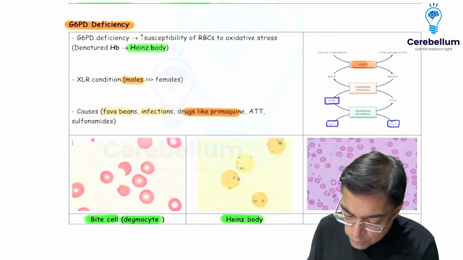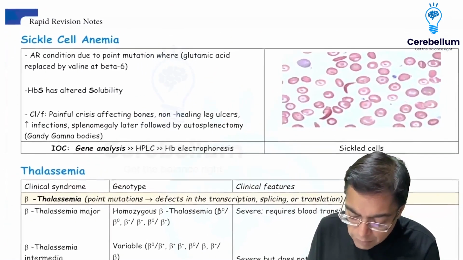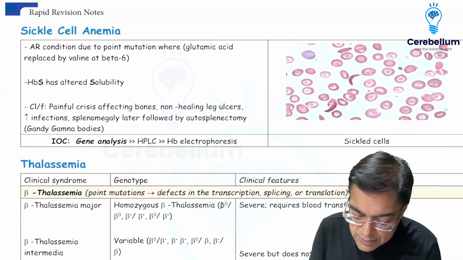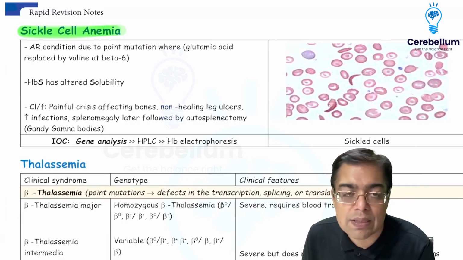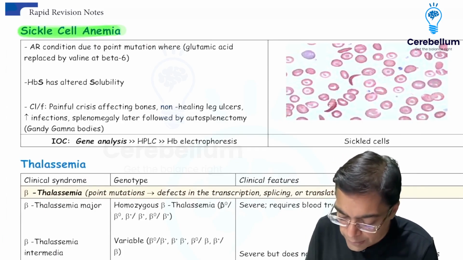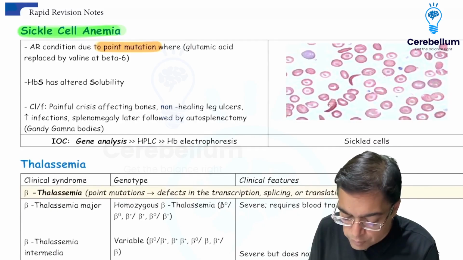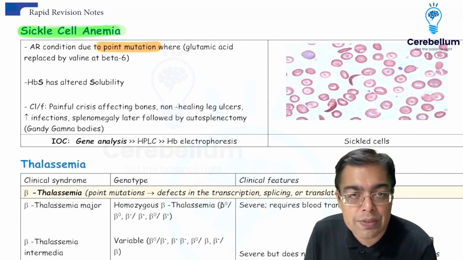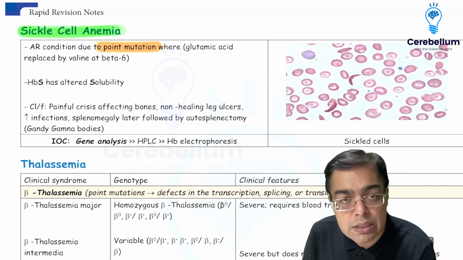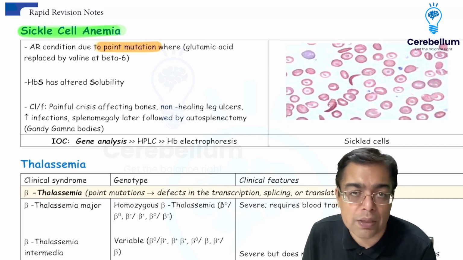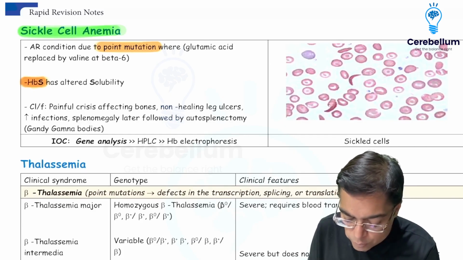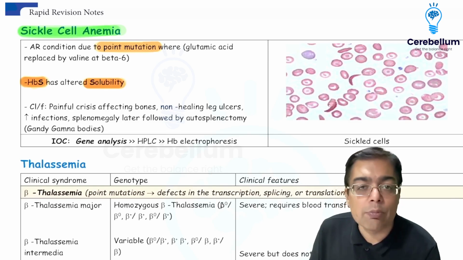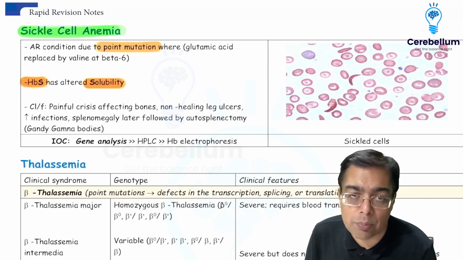Having said that, we talk about the next important reason for development of hemolytic anemia, which is an example of a hemoglobinopathy, that is sickle cell anemia. Sickle cell anemia classically is seen because of a point mutation, because of which there is a replacement of the amino acid glutamic acid by valine at the 6th position of the beta globin chain. This is responsible for formation of an abnormal hemoglobin, that is hemoglobin S, and this hemoglobin S has altered solubility.